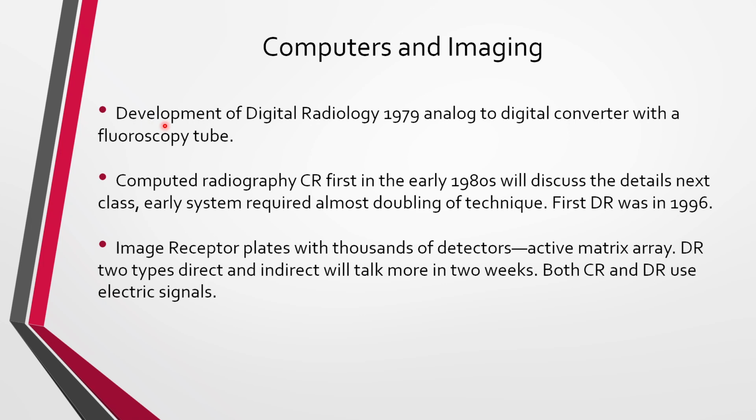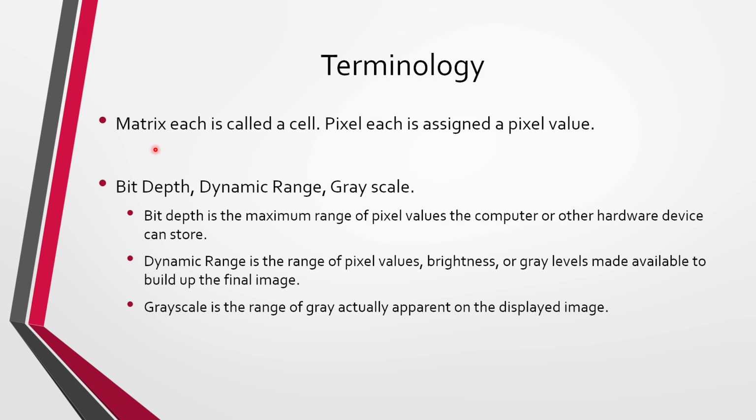Imaging receptor plates with thousands of detectors have an active matrix array, DR, and there are two different types, direct and indirect. We'll talk more when we get to the DR, okay? CR and DR both use electronic signals in different ways. We'll discuss more in the upcoming lessons.